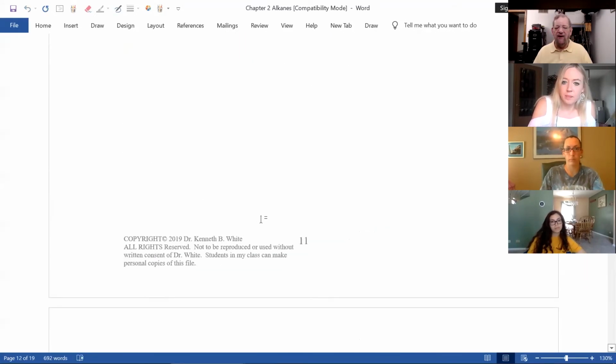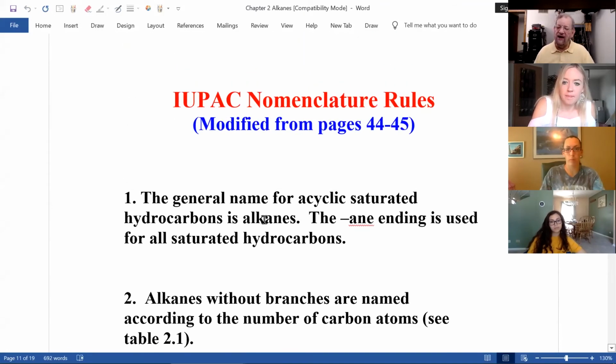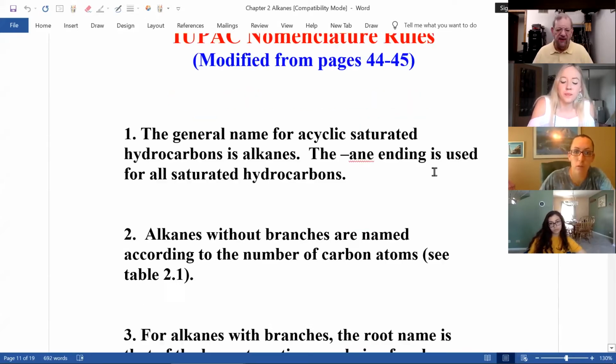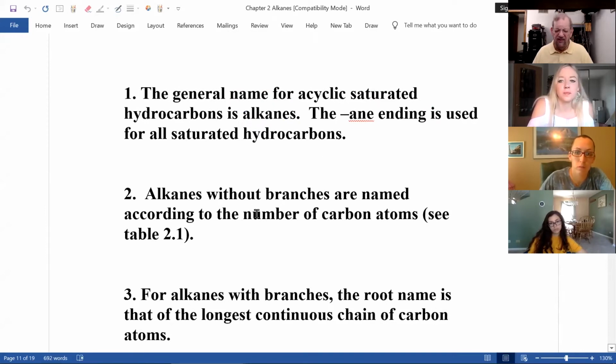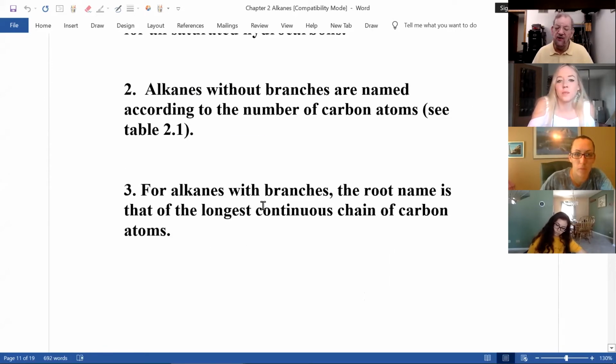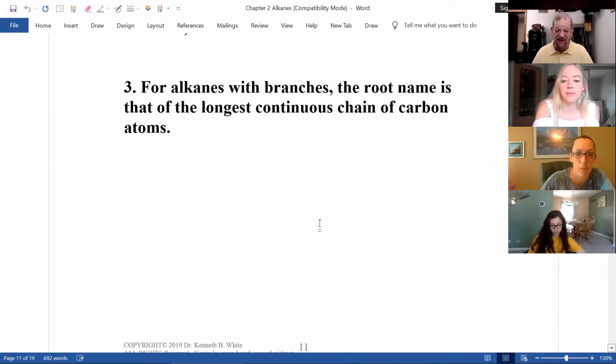Now, on Monday, we started learning how to name alkanes using the IUPAC nomenclature rules. Nomenclature, which I'll never ask you on a test, is just a fancy name for names. That's the naming rules. And you already learned that alkanes without branches are named according to the table I just showed you, and in your book would be table 2.1. Alkanes with branches, you have to find the longest continuous chain of carbons. And we're just doing that at the end of Monday, and we'll continue on in a little while.